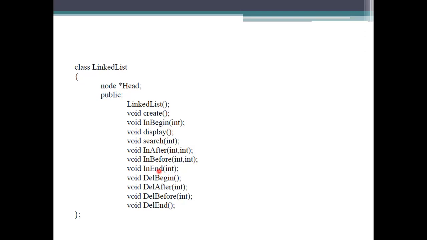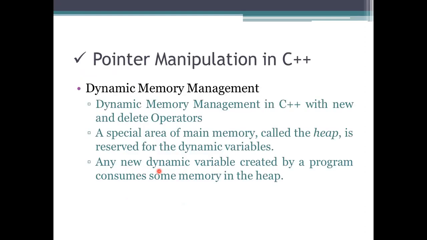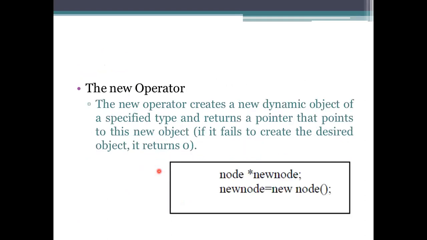And deletion also: delete the begin node, delete the node after the specified one. Means if I specify 8, the node which is after that one will be deleted. If not, the node before it will be deleted. Delete the end means the end, the tail part, will be deleted there. And coming to the next one, that is pointer manipulation. So here, when we are dealing with deletion or insertion, we need to make these pointers constant.